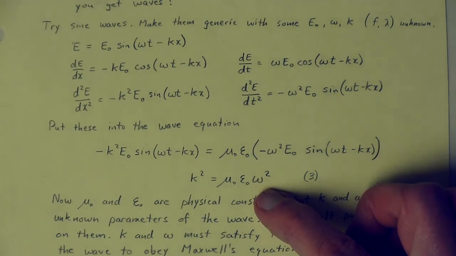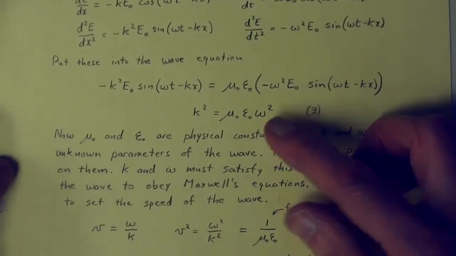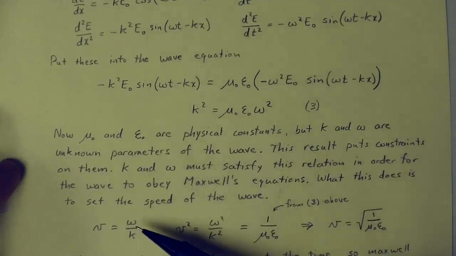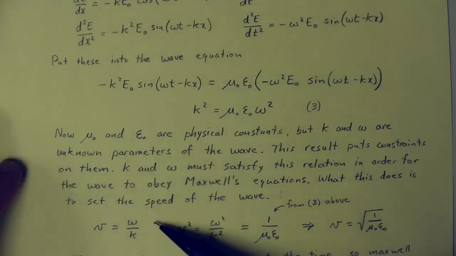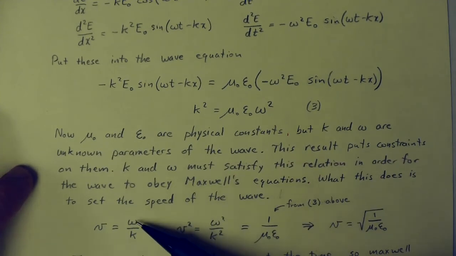If you remember the formula for the velocity of a wave, one way of writing it is just omega divided by K. You could also write it as distance divided by time. Lambda divided by the period would be another way to write it. But one way is omega divided by K.